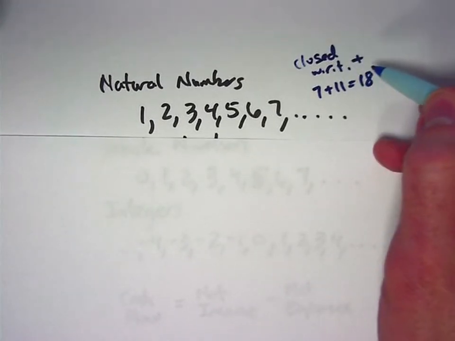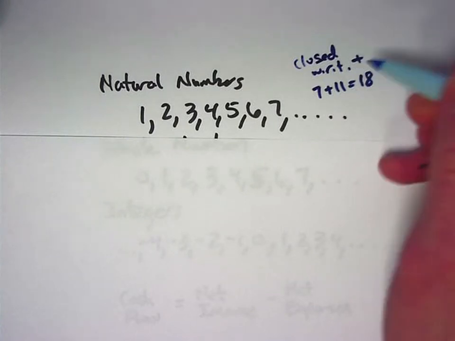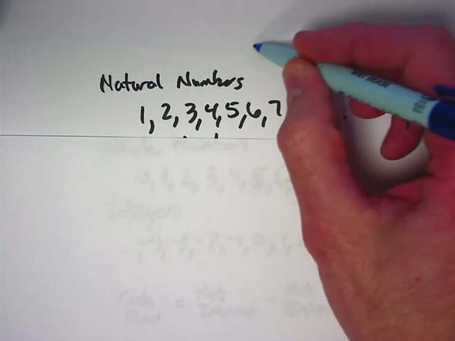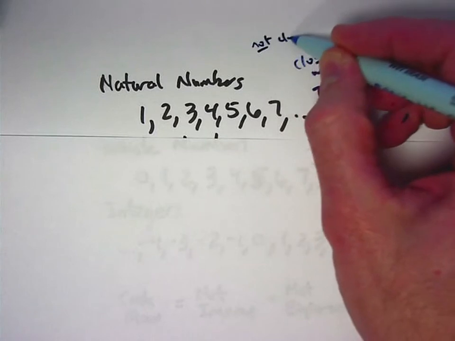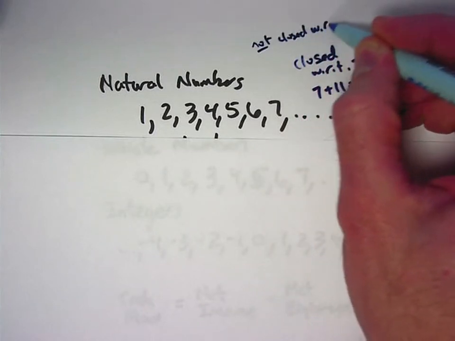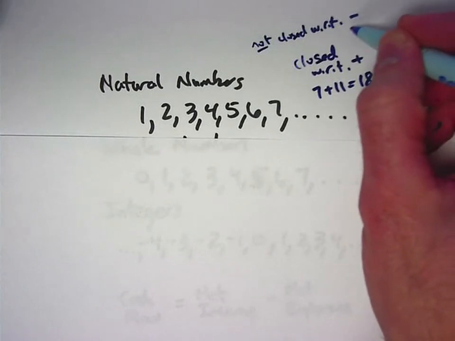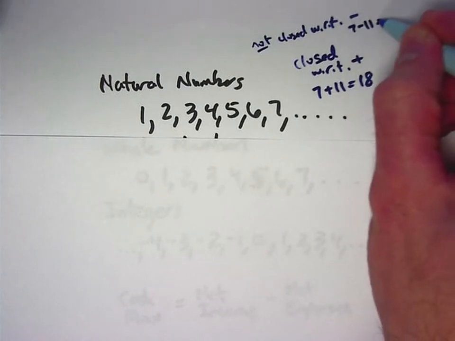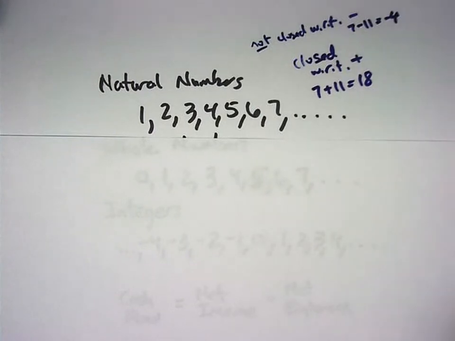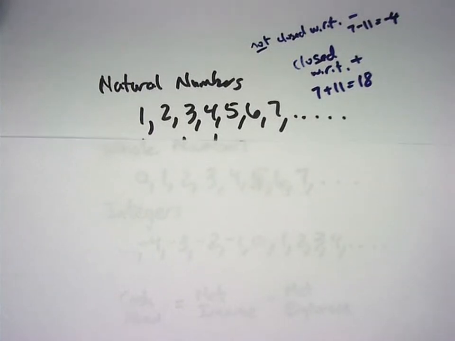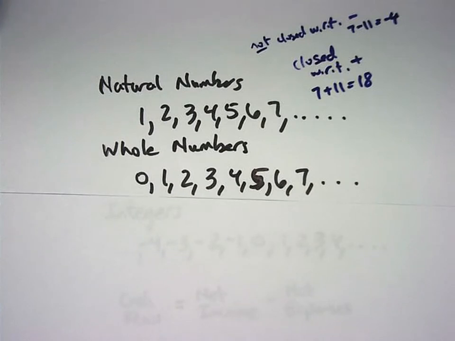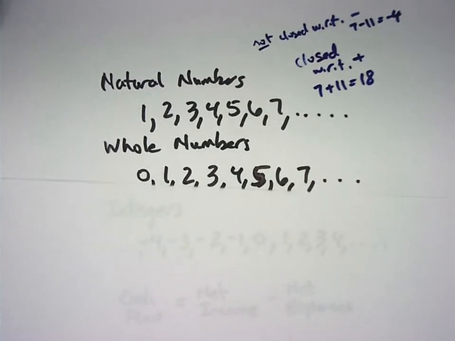On the other hand, the natural numbers are not closed with respect to the operation of subtraction. For instance, because 7 minus 11 is negative 4, and negative 4 is not a natural number. The whole numbers, we again include 0. They are closed with respect to addition, and also again not closed with respect to subtraction.